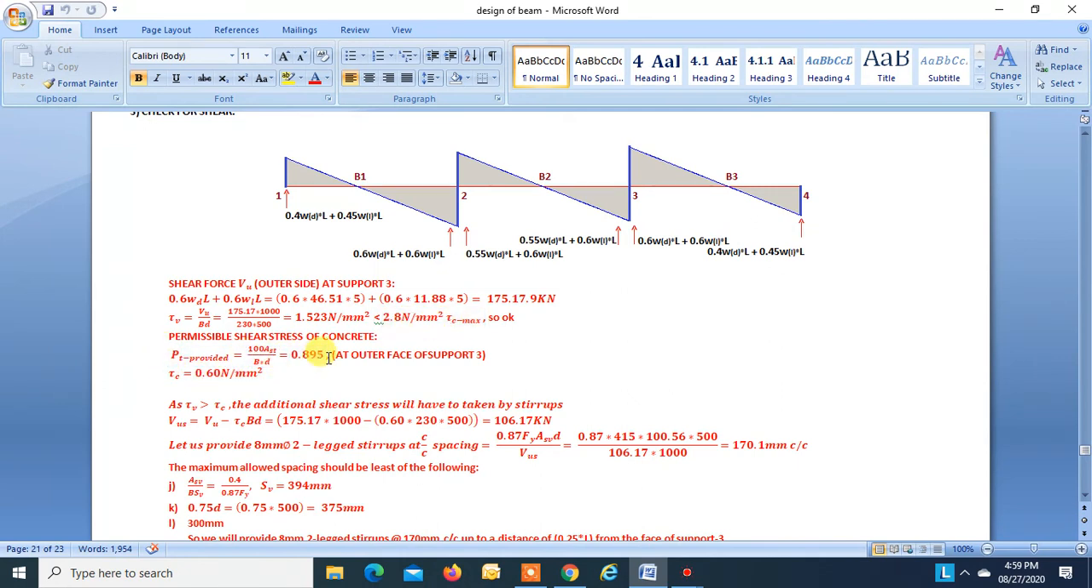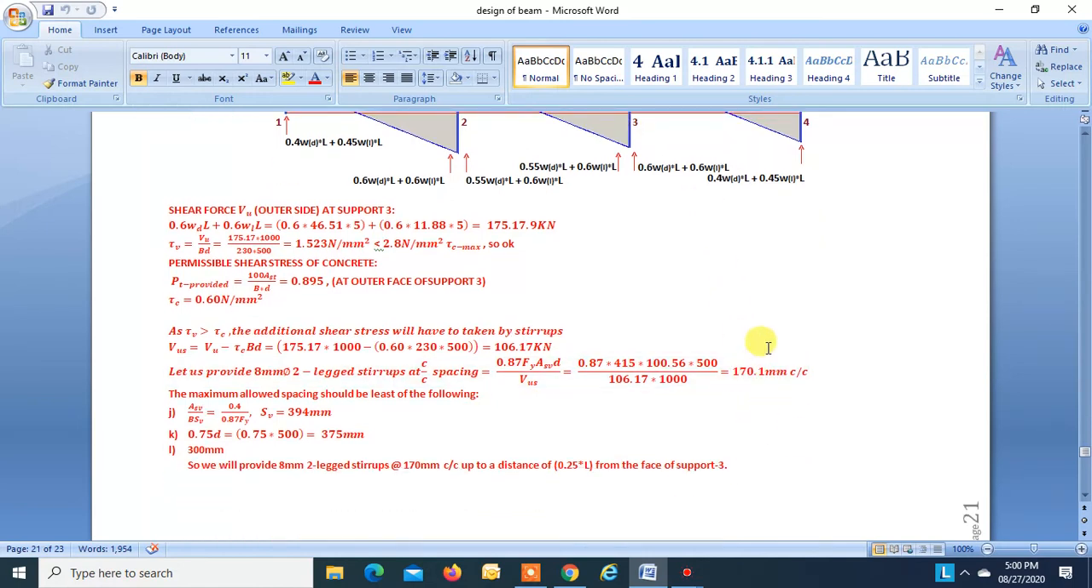PT provided is 0.89, at outer face of support 3. Tau C corresponding is 0.6. Tau V is greater than tau C. So VUS is equal to 106.17. And you can find the stirrups equal to 170.1. That's required at this phase. And this will be less than these three, which is lesser.